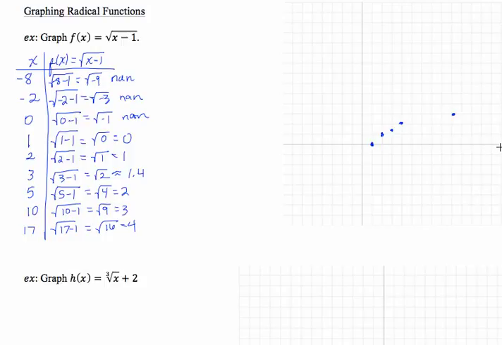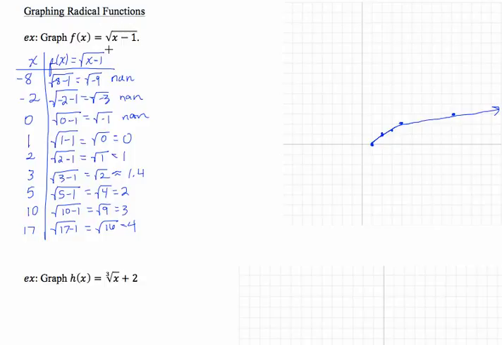But as you can see, the graph started right here. That was the first point we got. And then it just really slowly increases. And that's exactly what radical functions look like. They tend to only cover half the plane because any x values over here give you not a real number. So radical functions tend to only cover half the plane. And they tend to be kind of flat.